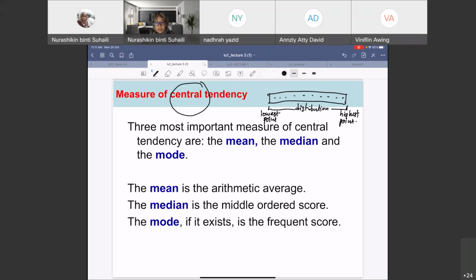So it means that the whole thing here, which covers from the lowest point to the highest point, the whole thing is called distribution. Yeah, distribution. Why is it called distribution? Because it describes how the whole data looks like. So when I talk about distribution, it covers the whole data. That's what you should know.